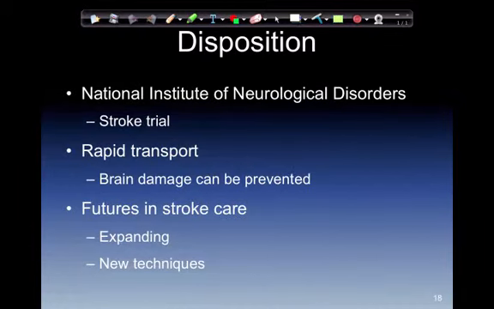Disposition, the National Institute of Neurological Disorders stroke trial demonstrated that TPA, or tissue plasminogen activator, was an effective treatment option for ischemic strokes if the patient received the treatment within 3 hours of symptom onset. Rapid transport. The brain damage can be prevented as much as 50% of cases under certain conditions. Futures in stroke care, expanding new technologies to include probably induced hypothermia, hyperbaric chambers, and stem cell research.